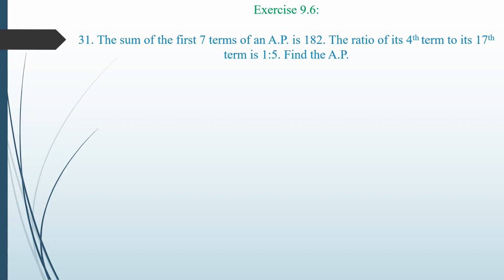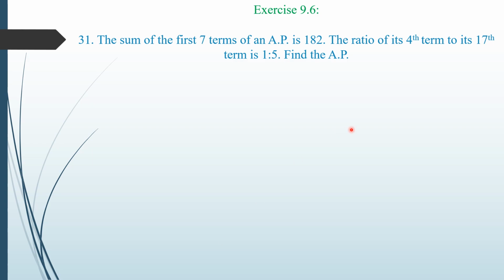Next question is question number 31, which says the sum of the first 7 terms of an AP is 182. The ratio of its fourth term to its 17th term is 1 is to 5. Then we have to find the AP. This question is similar to question number 28 that we solved earlier in this video. Let us see how we can proceed further.